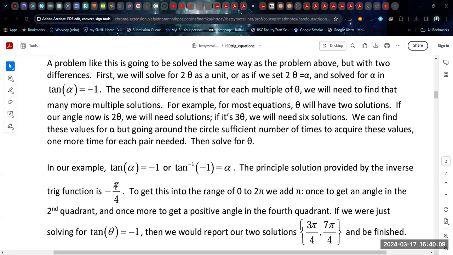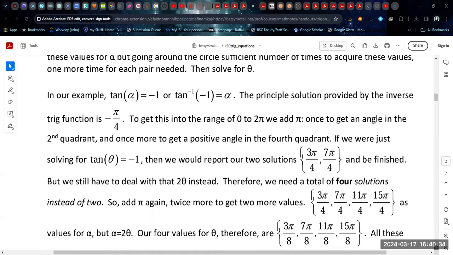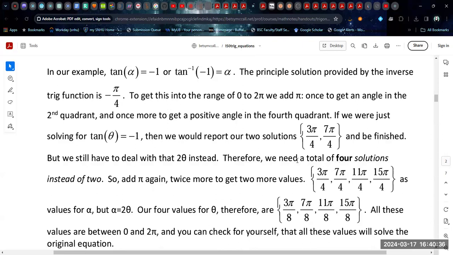But again, that's not in this range. So I add pi to get into the second quadrant, and then I can add pi again to get back into the fourth quadrant in my standard range. So that would give me 3 pi over 4 and 7 pi over 4. And if this was just tangent of theta, then I'd be done. But it's tangent of 2 theta. So that's going to give me 4 solutions.